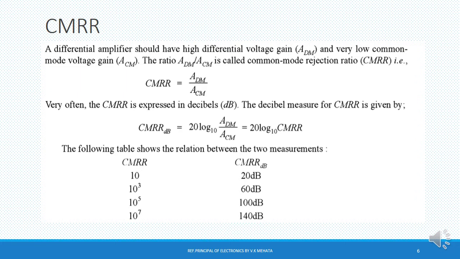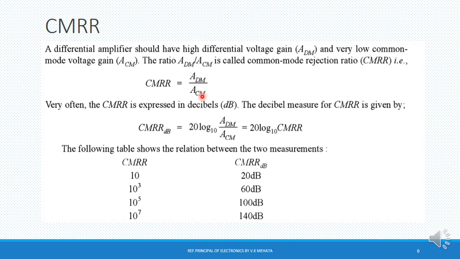So CMRR is abbreviated as common mode rejection ratio. It is defined as the ratio of the differential mode voltage gain to the common mode voltage gain. Okay, in this class you are going to study in detail what we mean by differential voltage gain and the common mode voltage gain in the next slide.